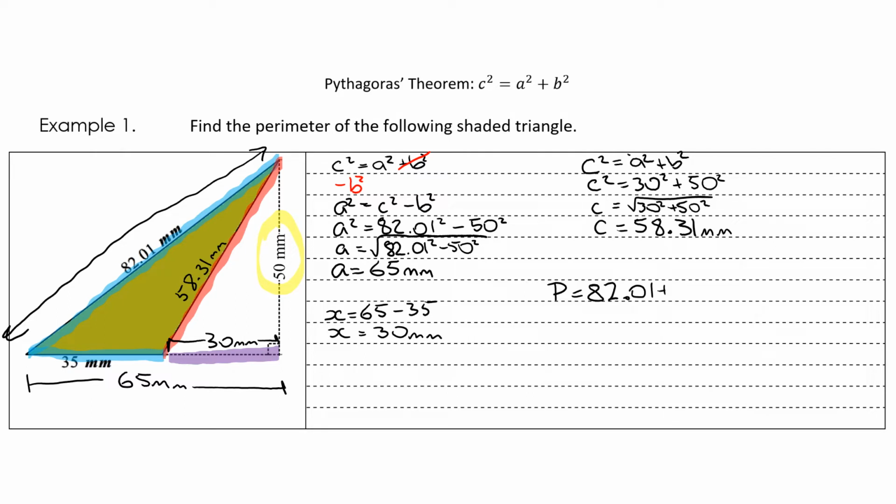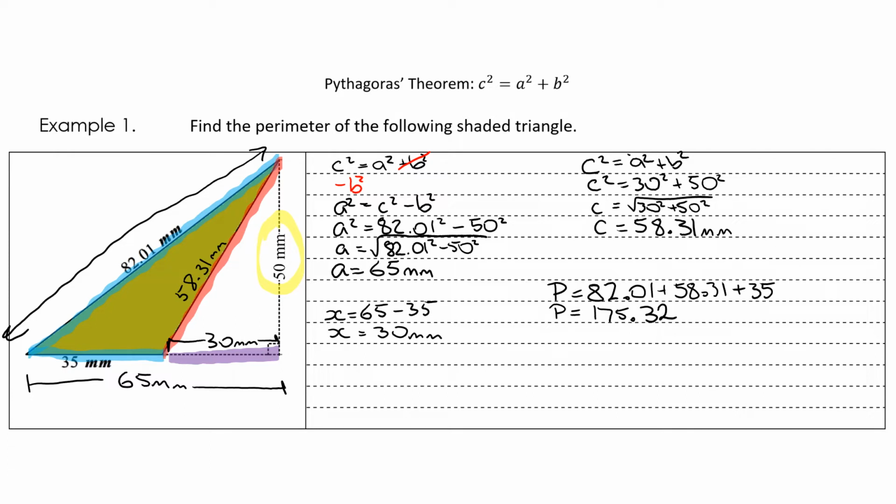82.01 plus 58.31 plus 35. And we get 175.32. And that is the perimeter of the triangle.